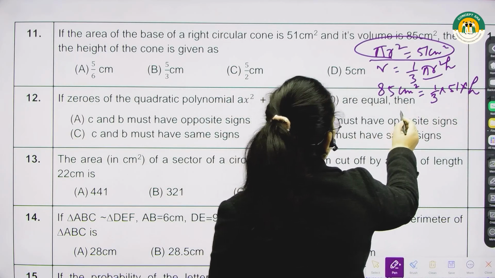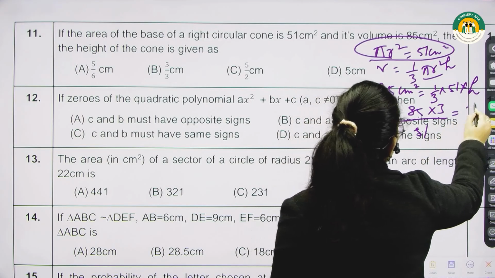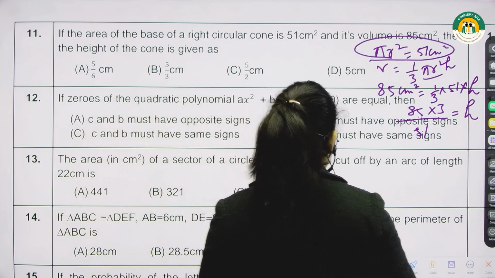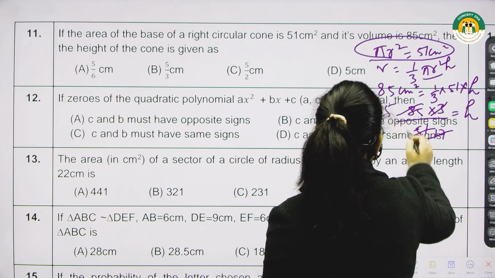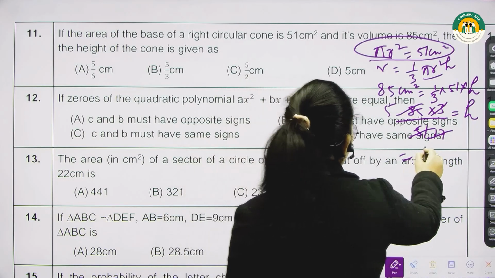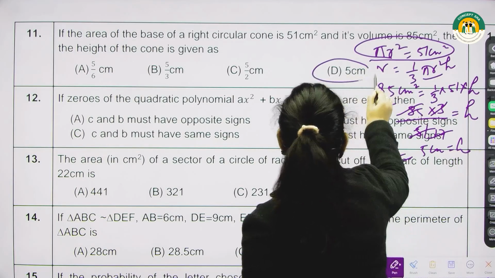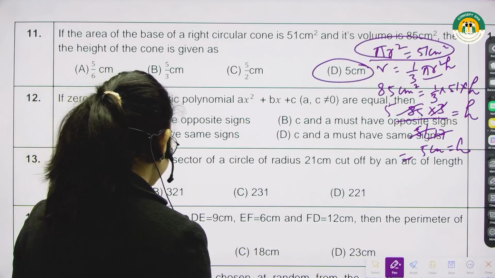Now transpose the value: 85 into 3 upon 51 is equal to h. If we simplify it, we get 3 17s are 51, 17 5s are 85. So the answer is 5 centimeter is equal to h. So this is the answer. The height of the cone is 5 centimeter.